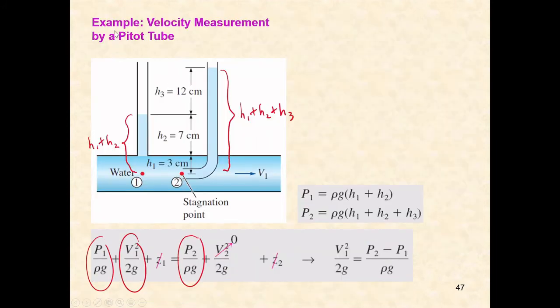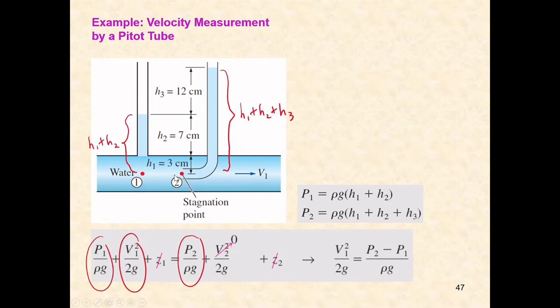In this example, it shows the velocity measurement by a pitot tube. Here we have a piezometer tube as well as a pitot tube, and some values are given here, H1, H2, and H3, the different heights shown here. Alright, so we compare point 1 and point 2. Point 1 refers to the point below the piezometer, and point 2 refers to the stagnation point of the pitot tube.